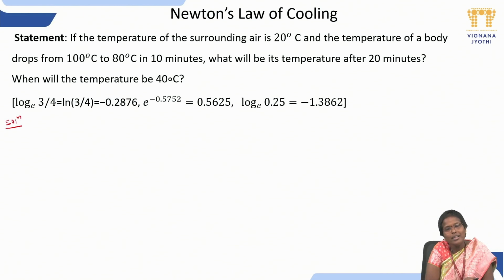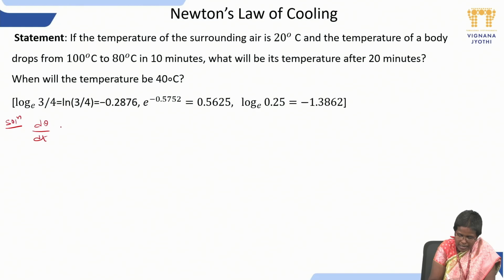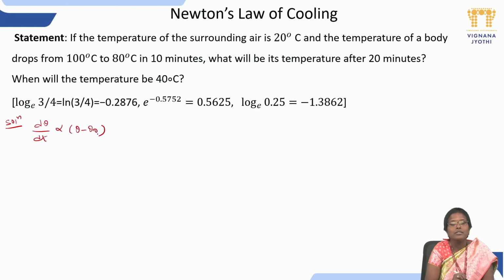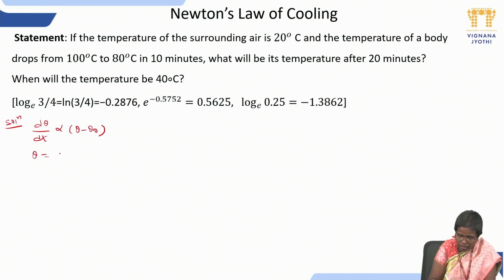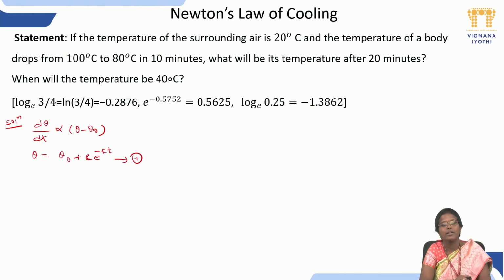What is Newton's law of cooling telling us? The rate of change of temperature is directly proportional to the difference between the temperature of the body and the surrounding medium. In the previous slide, I derived Newton's law of cooling, that is theta equals theta naught plus c into e power minus kt. Let us call this equation 1.